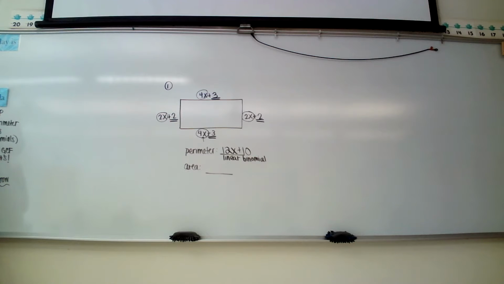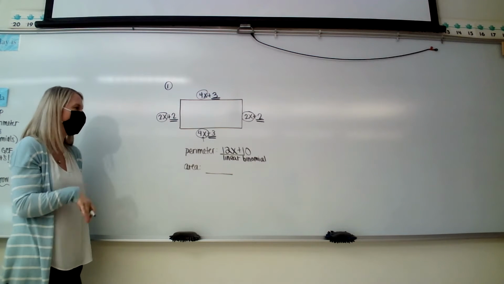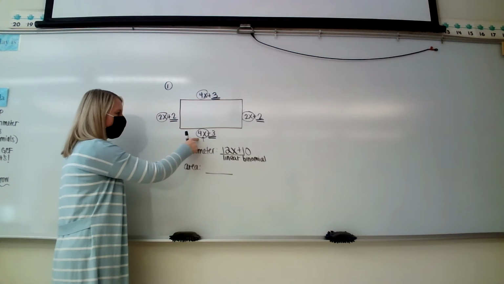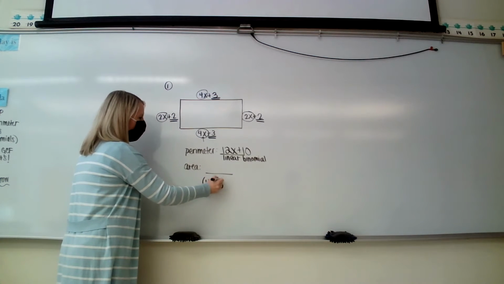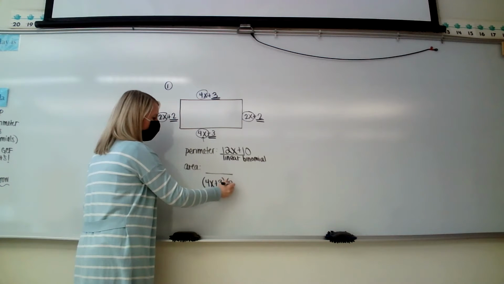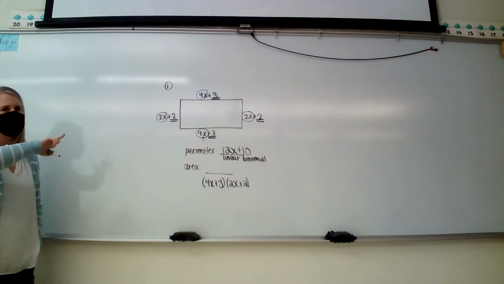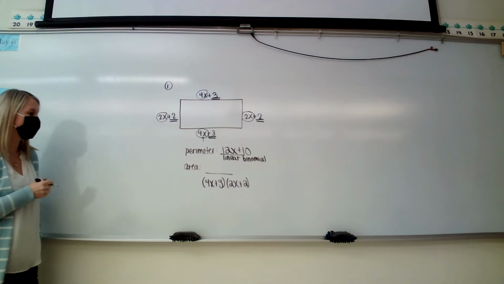Okay, so now let's find the area. For the area of a rectangle, we just do length times width, base times height, whatever you want to call it. So we're just multiplying. I'm just going to do my work right under here. This side, which is 4x plus 3, times this side, which is 2x plus 2. So with perimeter, you needed all 4. With area, you just need the 2 sides, base and height or length and width, whatever you want to call it. And then we remind ourselves from last week, we are going to distribute this.